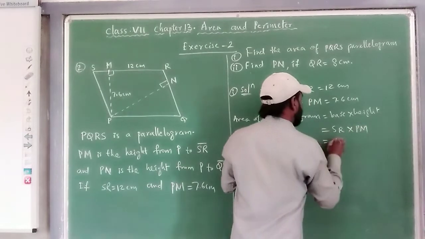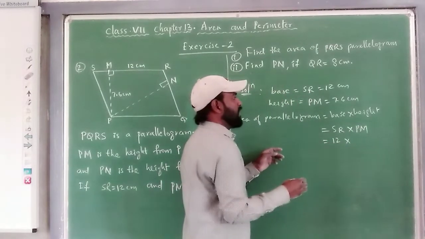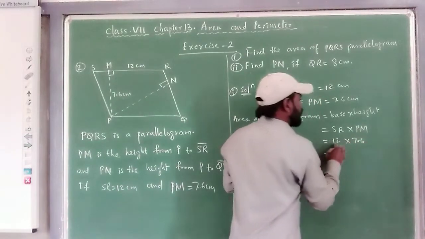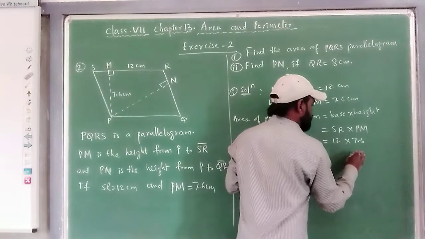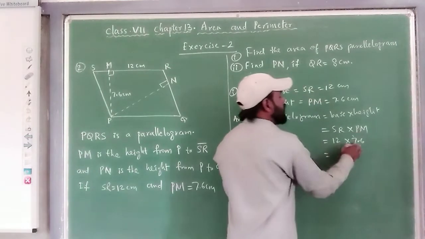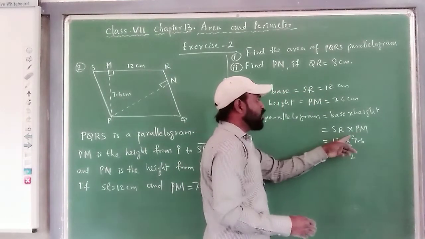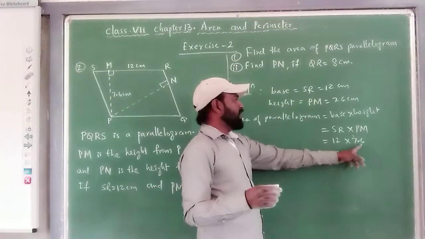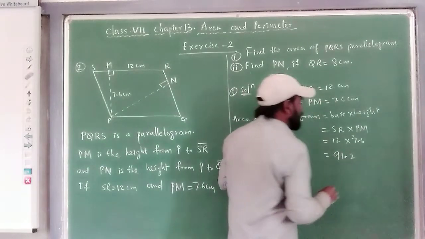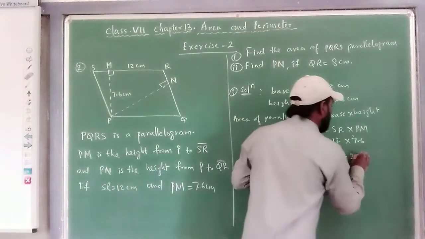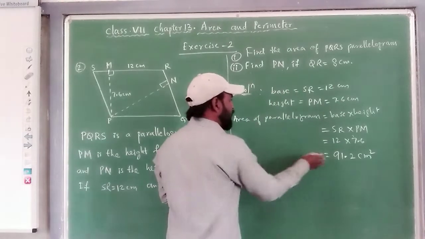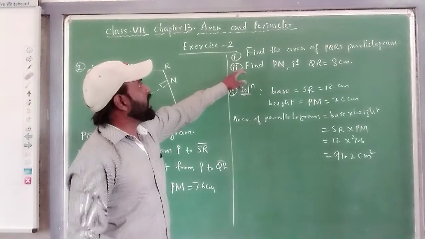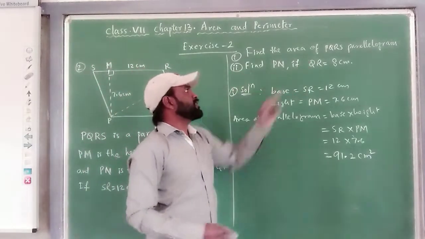Just substitute the values of SR, that is 12 centimeters, and PM, that is 7.6, is given. So multiply this. 12 times 7.6: 6 twos are 12, 6 sevens are 42, 42 plus 1 that is 43, carry. Then 84 plus 7 that is 91, so 912. The decimal point is after 1 digit, so 91.2 centimeter square. This is the area of the parallelogram we got. So by using this area of the parallelogram, find PN if QR is equal to 8 centimeters.